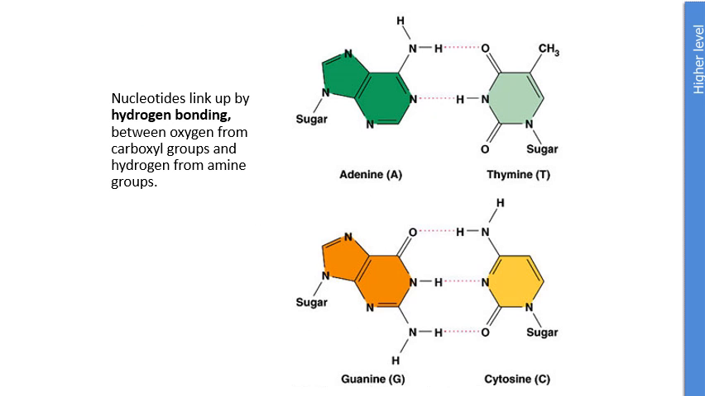And as we've discussed, nucleotides link up with hydrogen bonding between oxygen and carboxyl groups and hydrogens of amine groups. So again, adenine forms 2 hydrogen bonds with thymine, and guanine has 3 hydrogen bonds with cytosine.